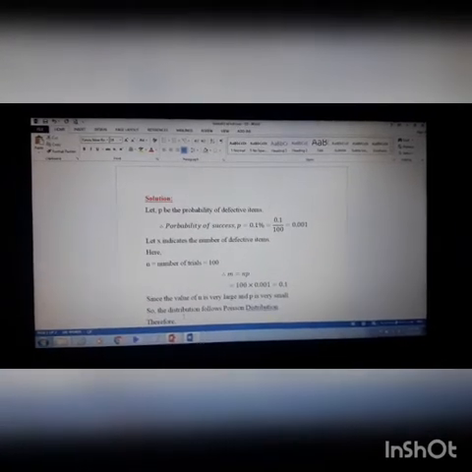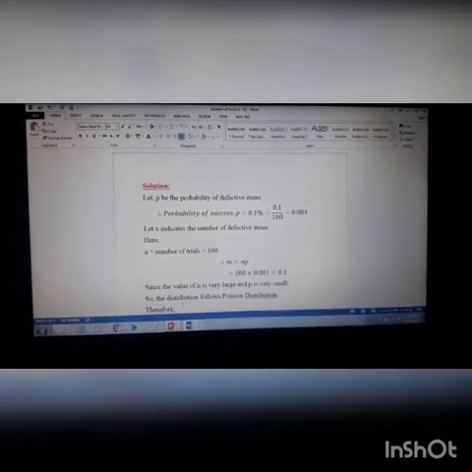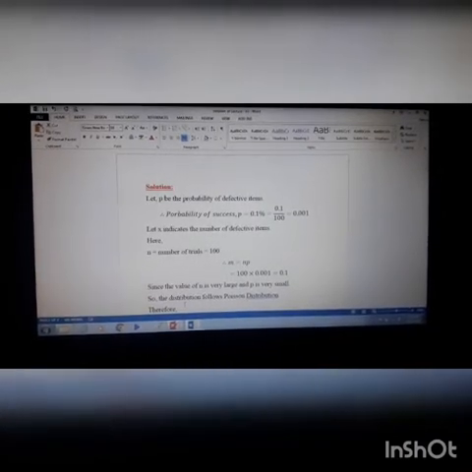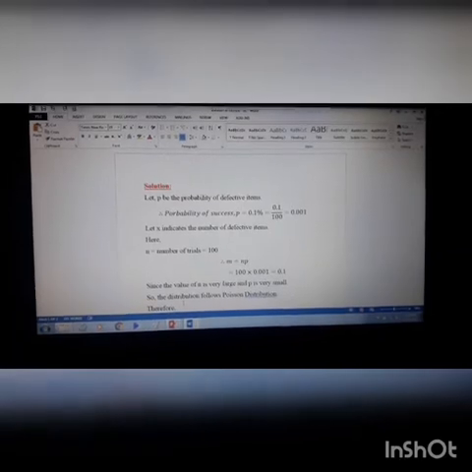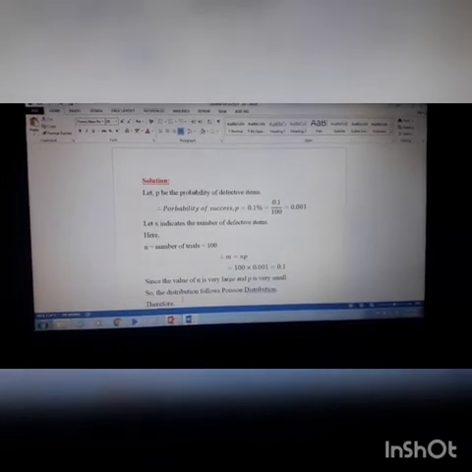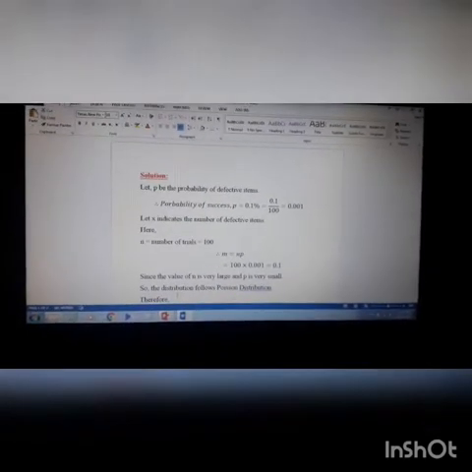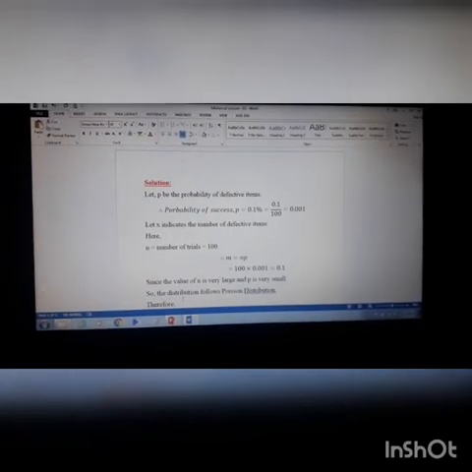The number of trials is given as 100. There are 100 items in the question. So let us consider the number of trials n equal to 100. Now m is a constant which is the product of n and p, that is, number of trials and probability of success. Replacing the values of n and p, we get 100 into 0.001, which is equal to 0.1. So m equal to 0.1. Now the decision: since the value of n is very large and p is very small, the distribution follows the Poisson distribution.